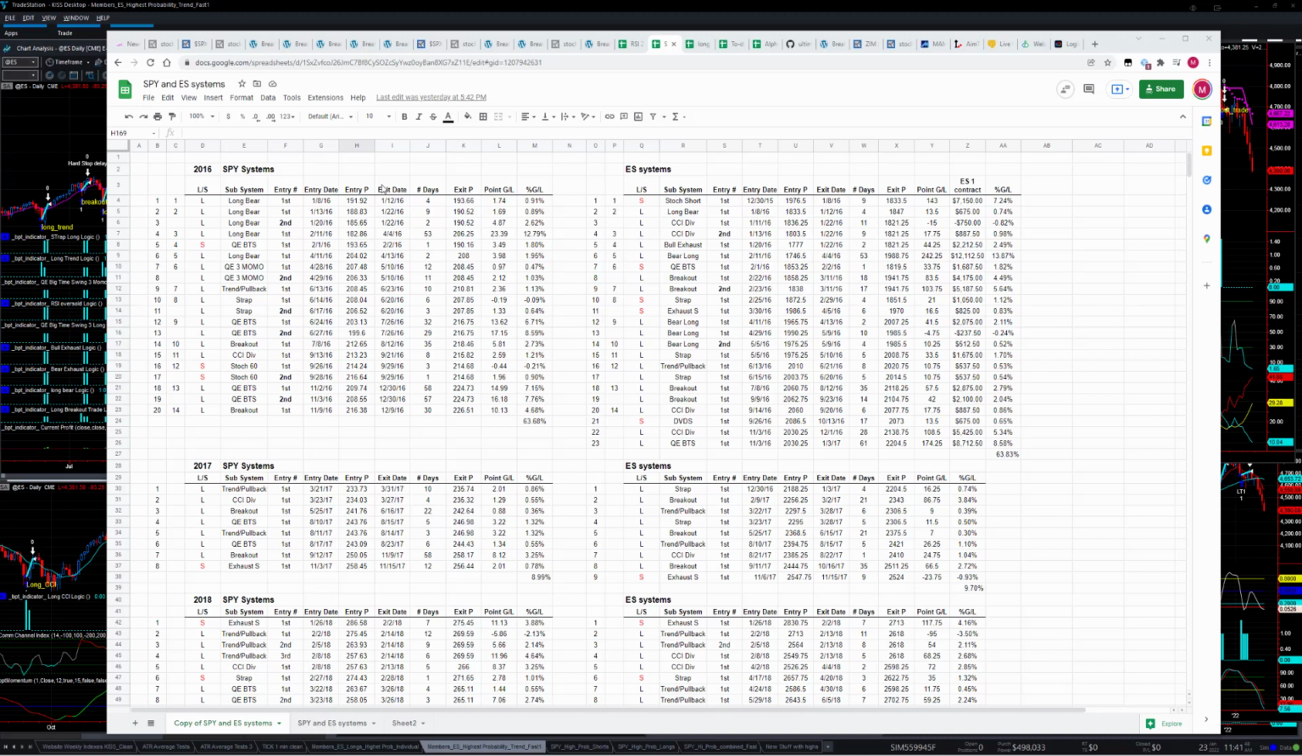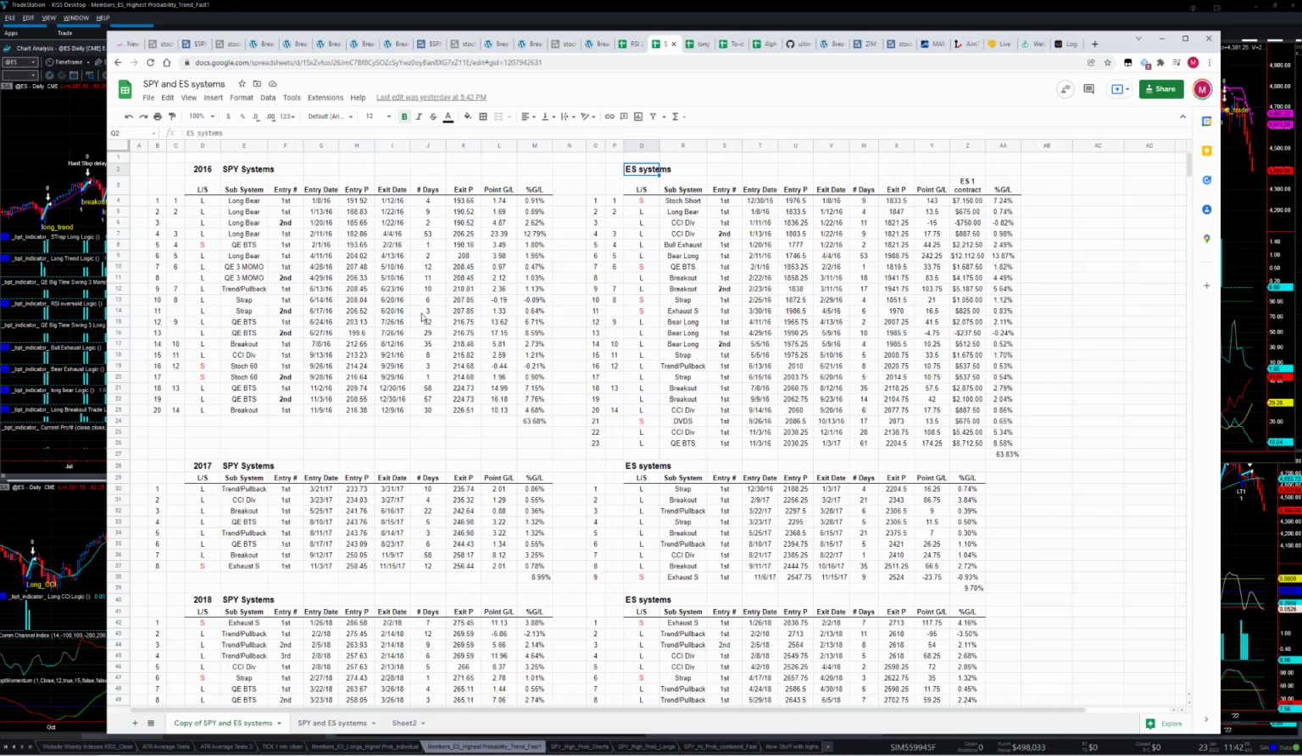These reversion to mean systems tend to do best in years of volatility, high chop up and down. So here's some statistics. I'm not done with them. I will post them when I finish them. I have the trades. I've compiled them for SPY and ES.